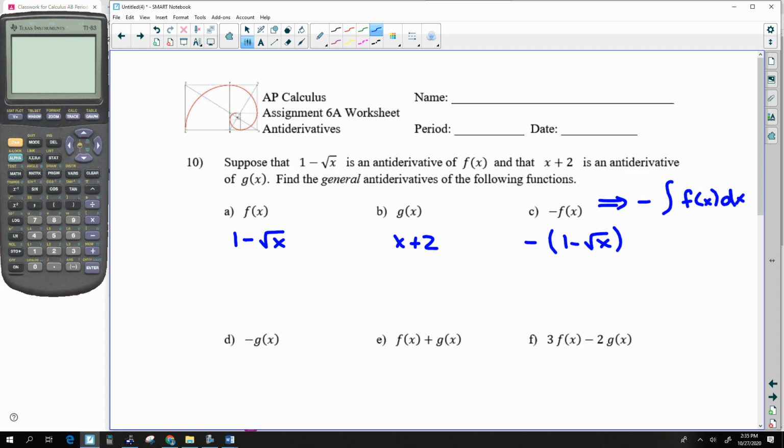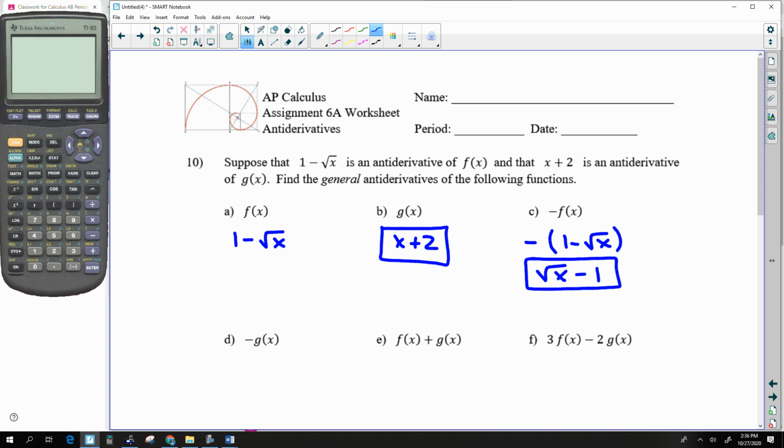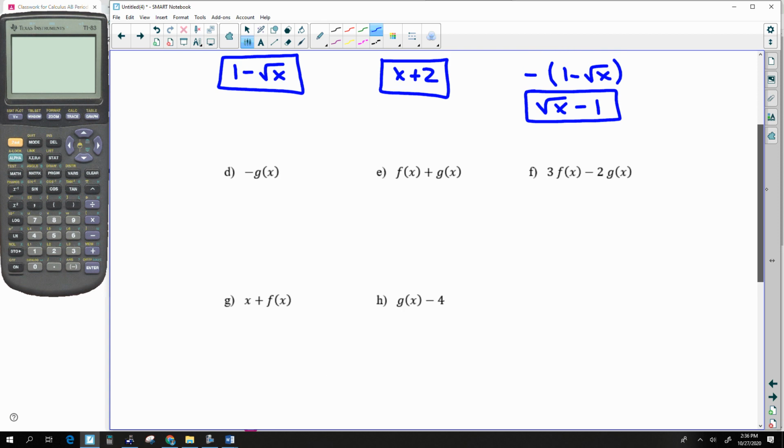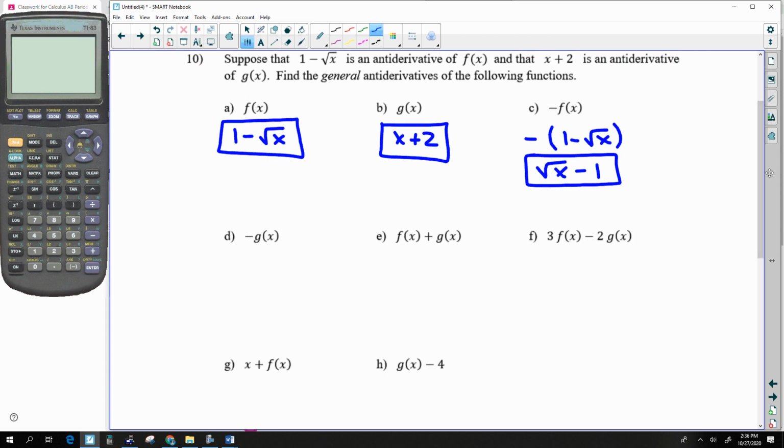Okay, so this is what it's going to look like eventually. So just hammering this out, this would be the square root of x minus 1, just to make it look pretty. These do not get plus c's because they already have constants attached to them. They are already saying that is the antiderivative, so don't add your plus c. Keep this up there. So g is x plus 2, so this is negative x plus 2, so this is negative x minus 2.